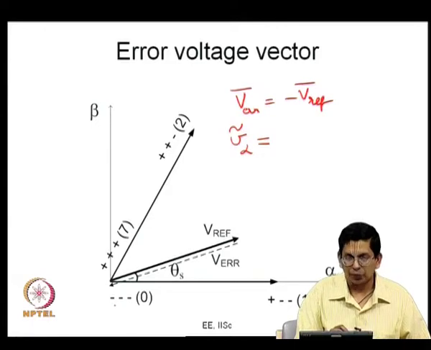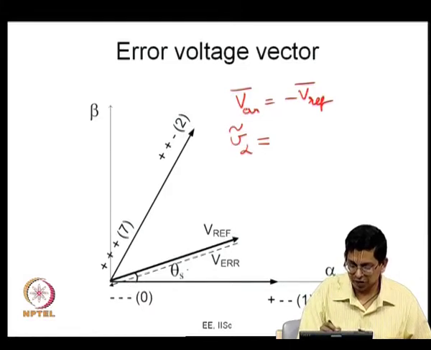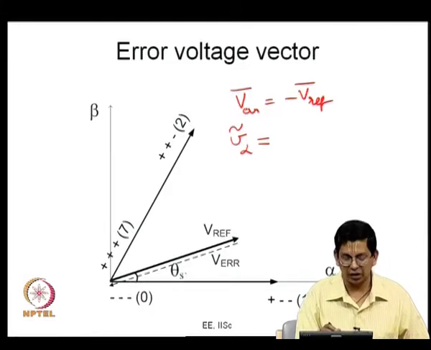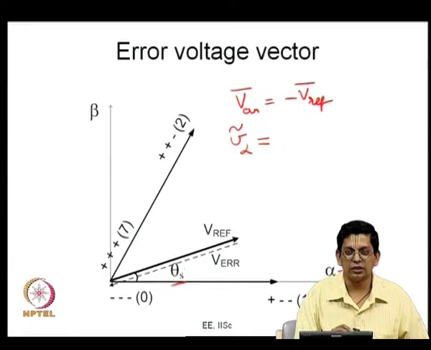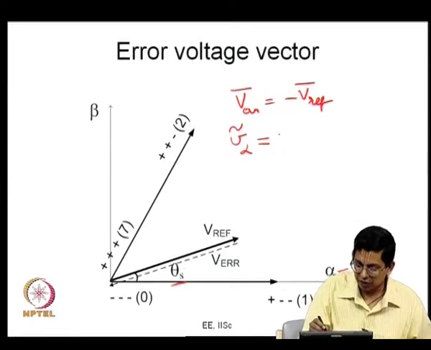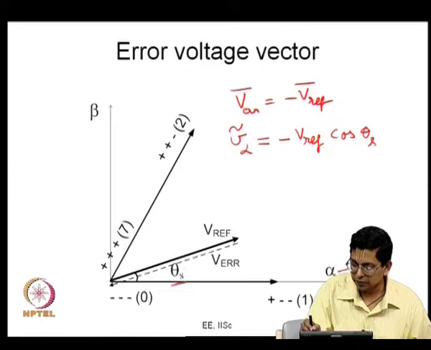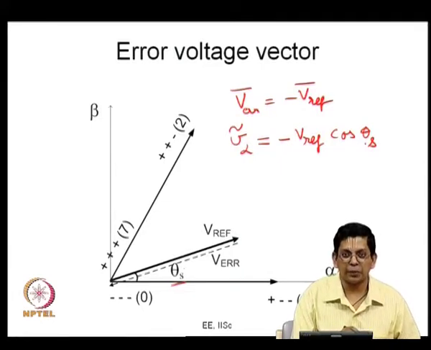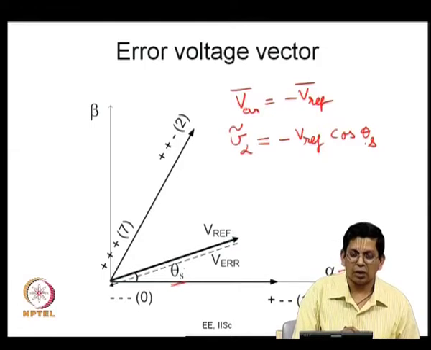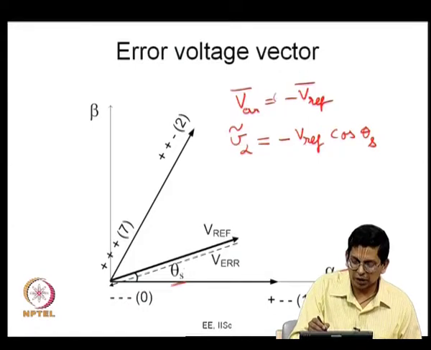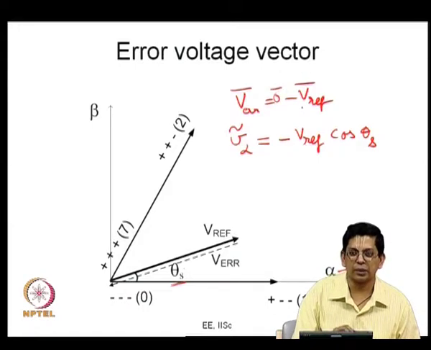So, 0. And what is the reference value? It is Vref cos theta s. Just note that I am using theta s here instead of alpha, so as not to confuse it with the alpha axis and beta axis. So, V alpha tilde is equal to minus Vref cos of theta s. There is an error between the applied voltage and the reference voltage. The applied voltage is the 0 vector, and this is the 0 vector minus V reference vector, which is basically minus V reference vector.